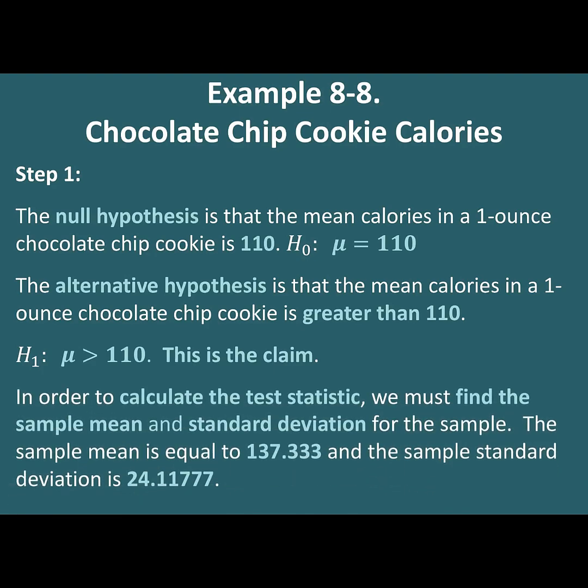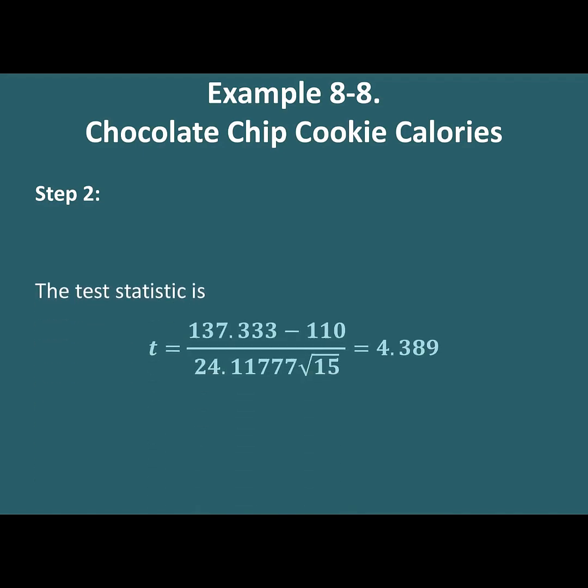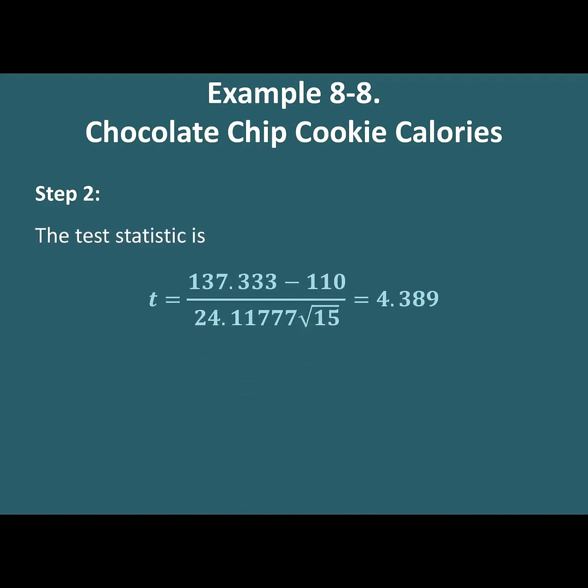In order to calculate the test statistic, we must find the sample mean and standard deviation for the sample. Utilizing methods from previous lessons, the sample mean here would be equal to 137.333, and again, using methods from previous lessons, the sample standard deviation is 24.11777. Step 2. We can now calculate the test statistic, and plugging our values into the formula that was from a previous slide, we get 4.389.